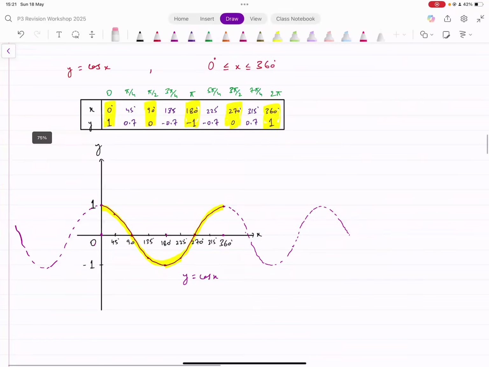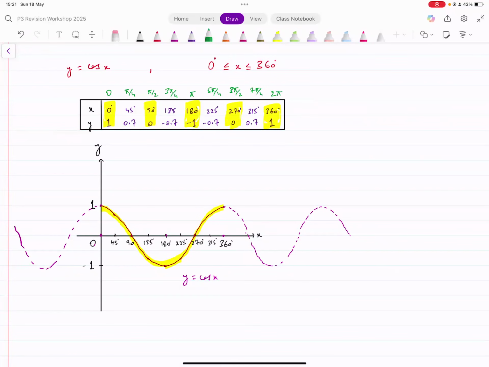Exactly the same thing for cos. Just remember the shape. Remember the shape of the graph. Plot values using the table function. Join them. You'll get a shape that looks something like this.